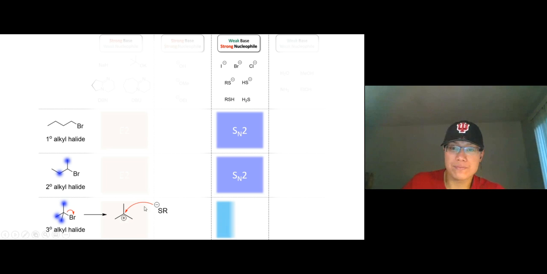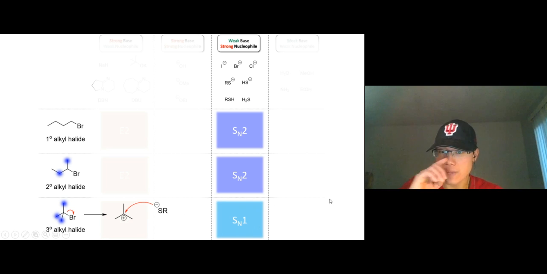This is an SN1 reaction. Watch out for racemic mixture. All right, so a strong nucleophile can go SN1 only with tertiary, but please don't memorize it like that. That's the last thing I want you to do. Don't memorize "strong nucleophile goes SN1 only with a tertiary." No, look at the logic here.